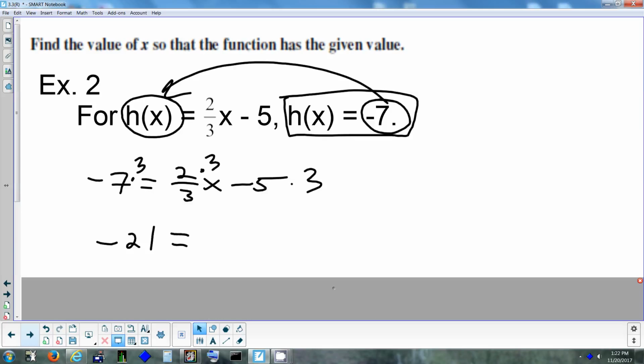Joe, why are we doing it like that, not just adding fractions? I'm just showing you a different way to avoid fractions. When I'm done, I'm not going to have any fractions in this problem.